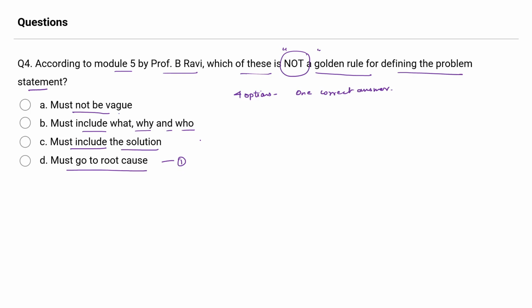Okay. So what does this mean? It means that when you are defining a problem statement, what is it that should not be applied from this? What should not be included? So when you are defining a problem statement, it should not be vague. Very true. It must include what, why, and who. We remember there were five whys and one how. Must include the solution, is it? And must go to the root cause.